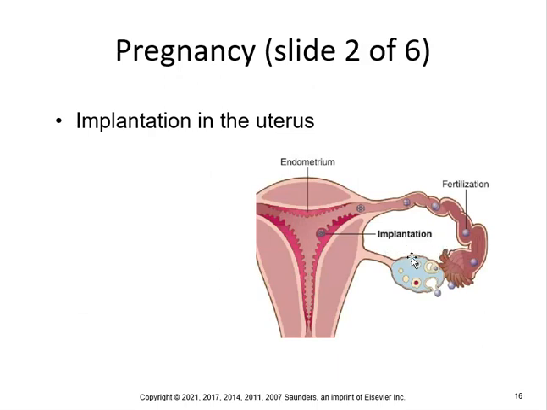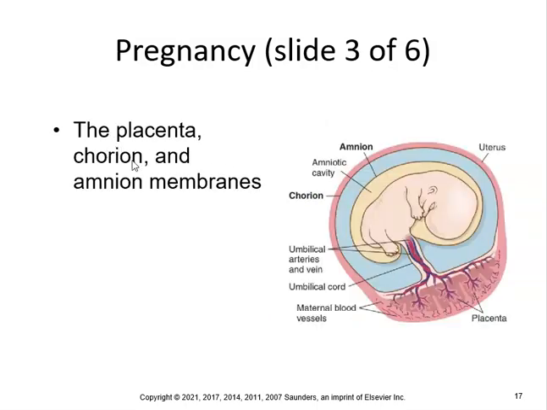Again, implantation will occur here. If implantation occurs in the fallopian tube, you can get an ectopic pregnancy, which could be very, very serious. So here's the placenta, chorion, and amnion membranes. Here's the placenta, the umbilical cord, umbilical arteries, veins. Here's the uterus, amnion, amniotic cavity. So amniocentesis would be a collection of fluid, and try to do that here.